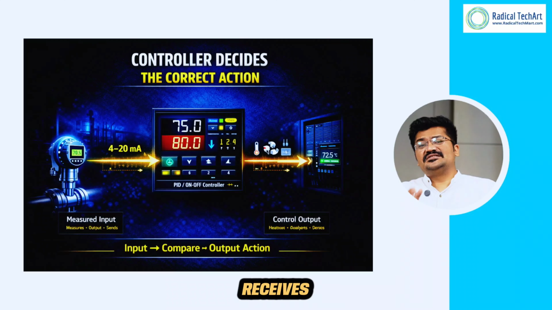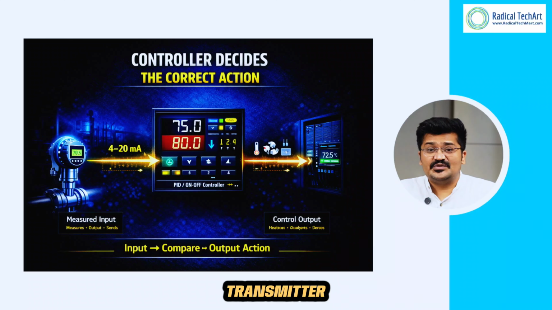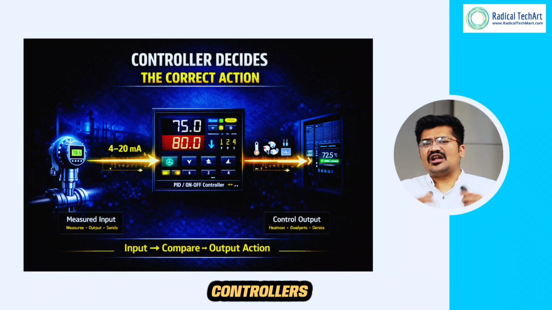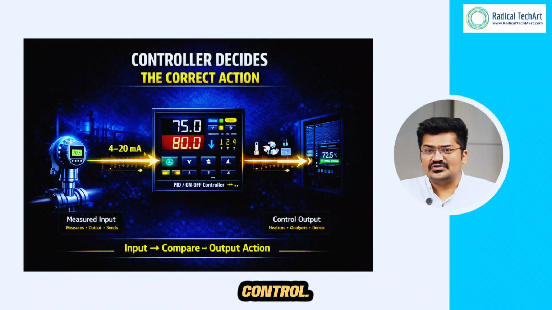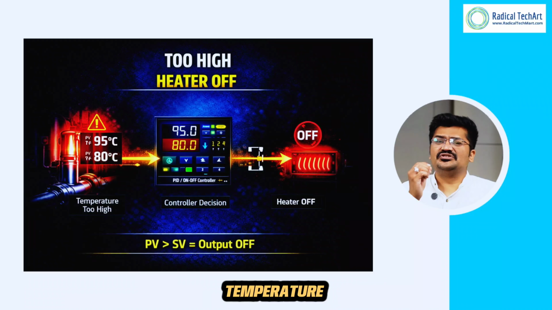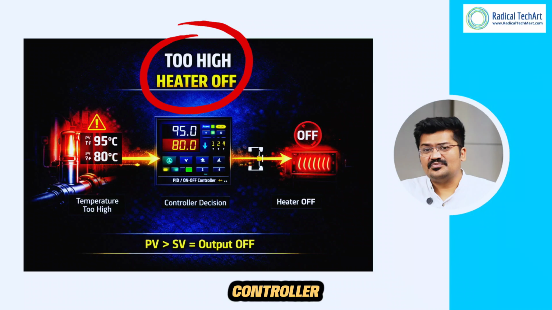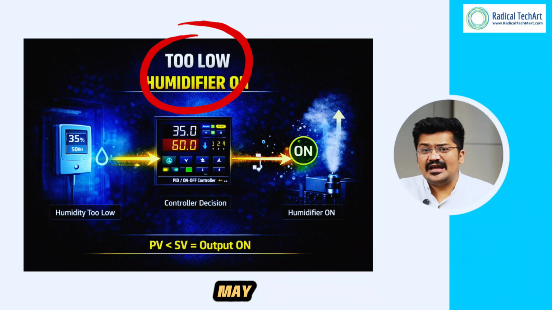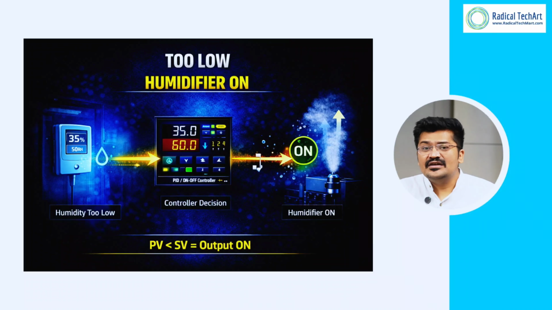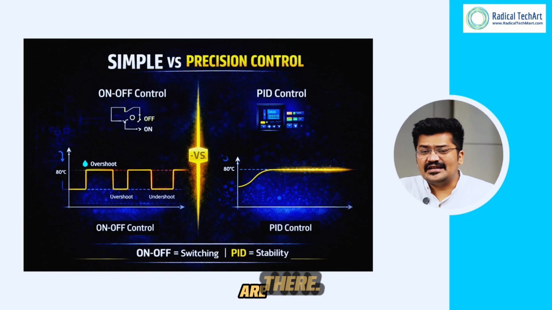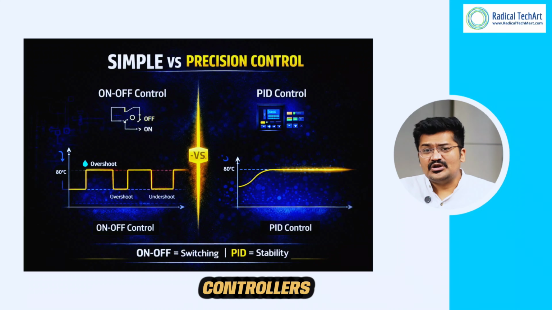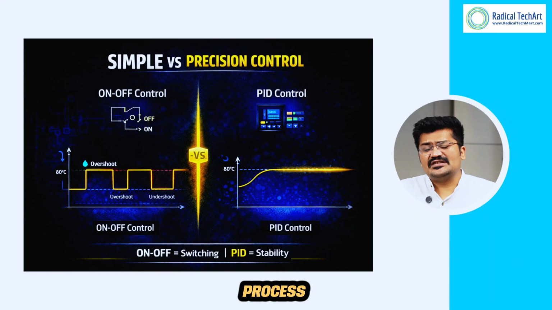Next in the system is the controller. The controller receives measurement signal from the transmitter and decides what action needs to be taken. Controllers are often used for process control. For example, if the temperature becomes too high, the controller may turn off a heater. If the humidity becomes too low, then controller may activate a humidifier. Two common types of controllers are there. First is on-off controller and second is PID controllers. Controllers help to maintain stable process conditions.